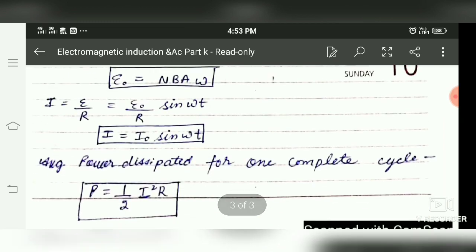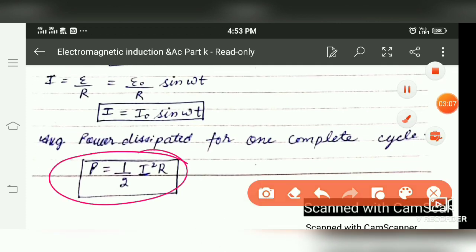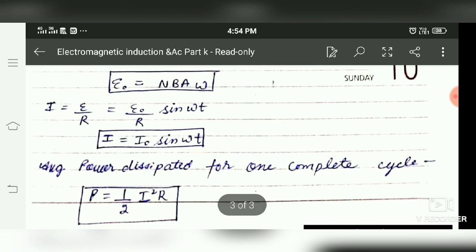If we want to calculate current, it is voltage upon resistance, that is E naught sin omega t upon resistance, so we get I naught sin omega t. The average power dissipated in one complete cycle is equal to this much.